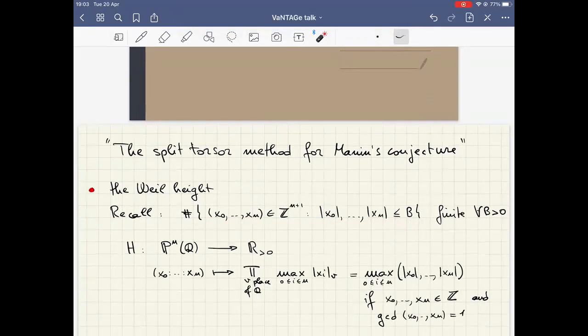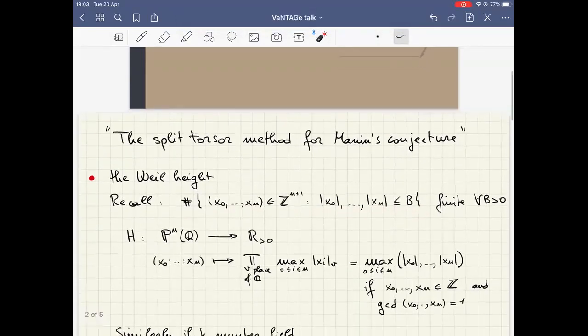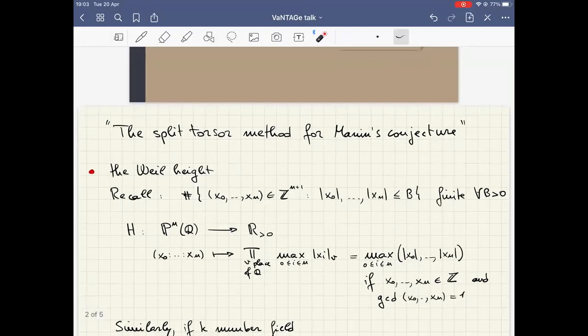And so using this fact, one can look at the first height that we have, the Weil height, which is going to be defined for points of the projective space over the rational numbers, for example. We take a point with some representative, and then we define the Weil height in full generality as the product over all the places of Q, Q considered as a number field, of the maximum of the absolute values of the coordinates of our point.